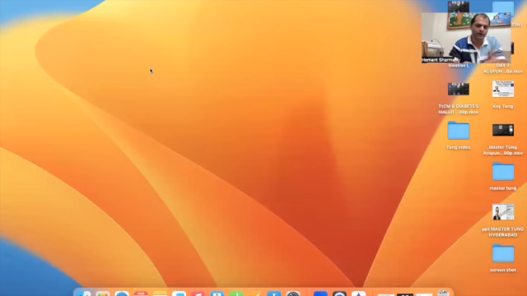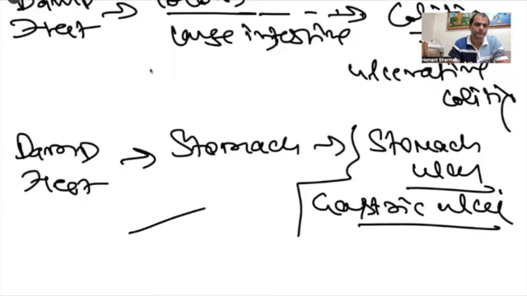So when the damp heat attacks the stomach, it will create a stomach ulcer. So when you are planning to do the treatment of the stomach ulcer, what is the treatment? The treatment is to treat the damp heat in the stomach. That is the treatment, right?